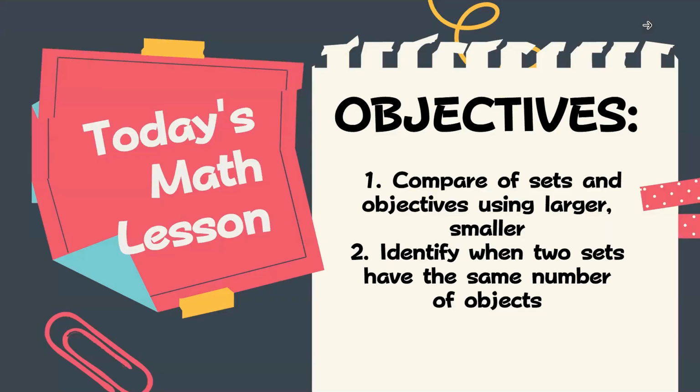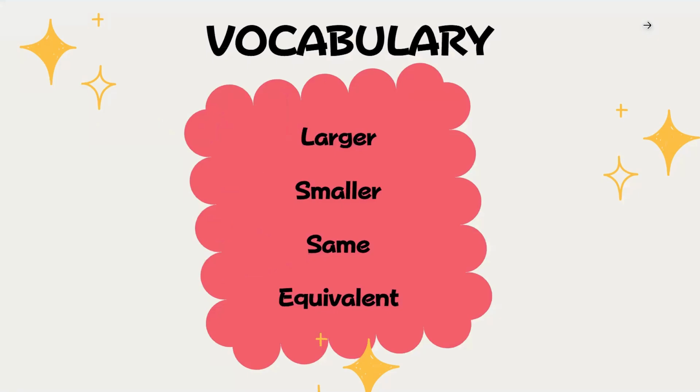In today's lesson, you'll be learning how to compare sets and objects using larger and smaller. And then we'll be identifying two sets that have the same number of objects. So let's get Miss Parchment to go through the vocabulary.